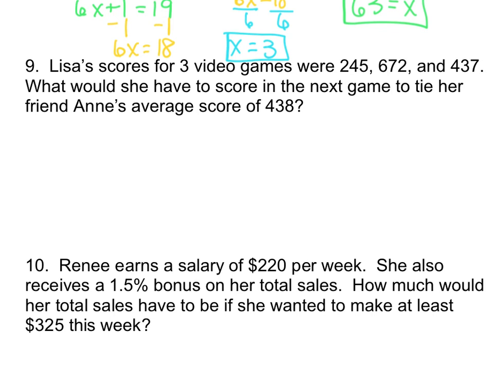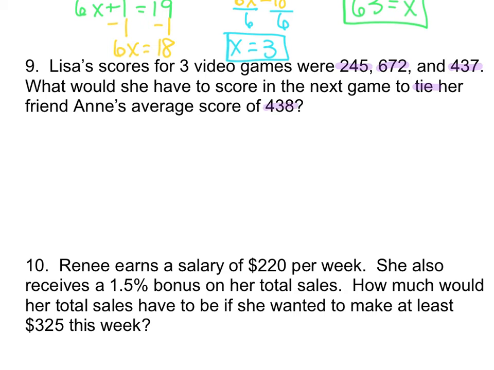So for number 9, this is a word problem. Lisa's scores for 3 video games were 245, 672, and 437. What would she have to score in the next game to tie her friend Anne's average score of 438?